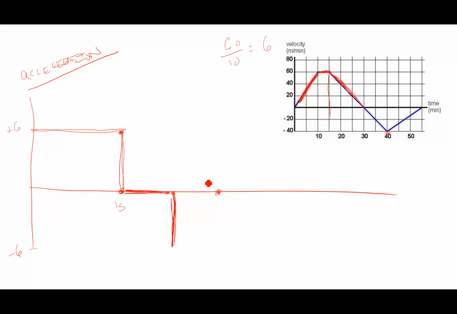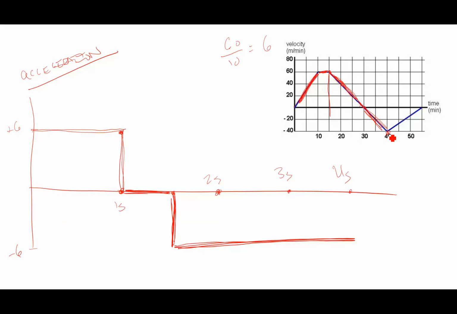So this is 2 seconds, this is 3 seconds, and 4 seconds. So this negative 6 acceleration is going to continue all the way until 4 seconds. So we just draw a flat line that correlates to the negative 6 on the negative side of our number line all the way down to here.